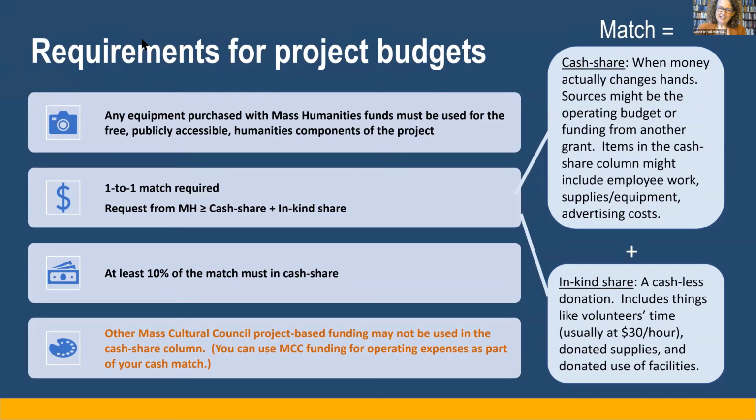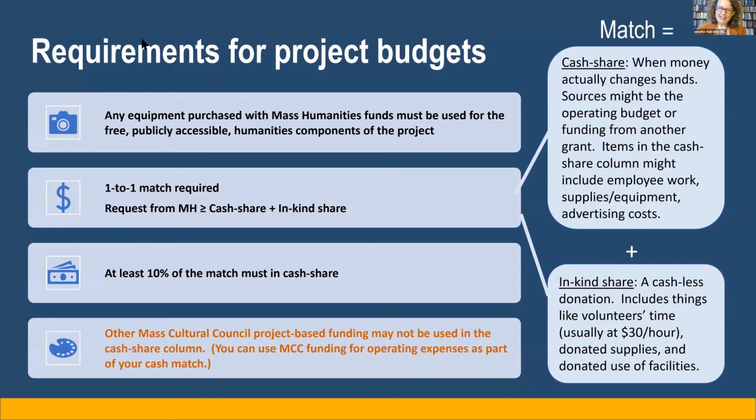So if you're asking for a $5,000 grant, you'll need to have a $5,000 match, and that's going to be adding up your cash share plus your in-kind share. It needs to add up to $5,000. At least 10% must be in the cash share column. So that means $500 needs to be in the cash share column, could be more.